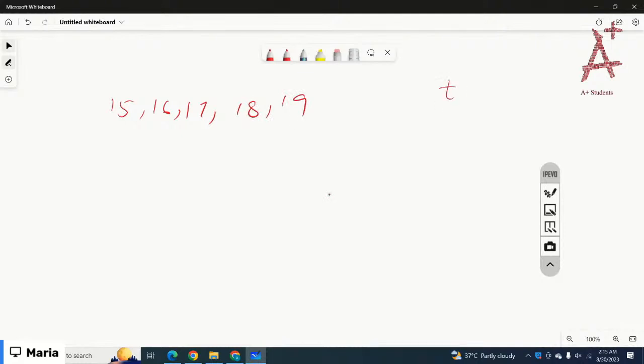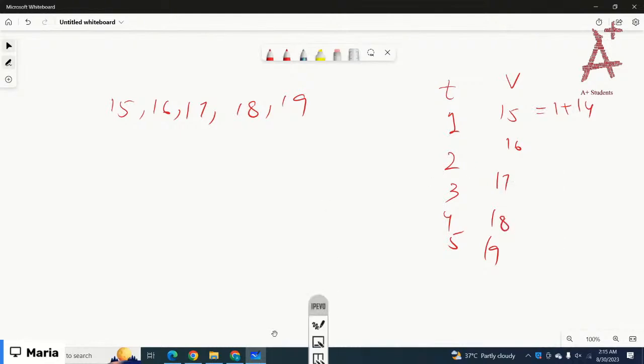Okay, let's make a table. For example, terms 1, 2, 3, 4, and 5. The values you are given are 15, 16, 17, 18, and 19, right? So the first one is 1 plus 14 makes 15. The second one is 2 plus 14 makes 16. The third one is 3 plus 14 makes 17. 4 plus 14 makes 18 and 5 plus 14 makes 19. That means, for example, t is the term value, 14 is constant. You have to add 14 plus t.